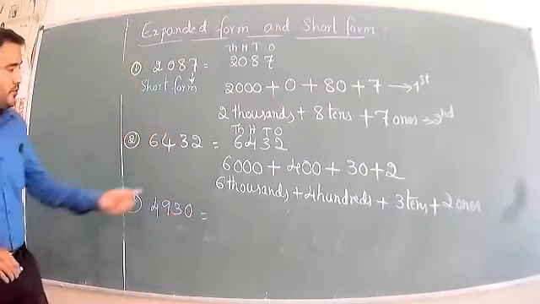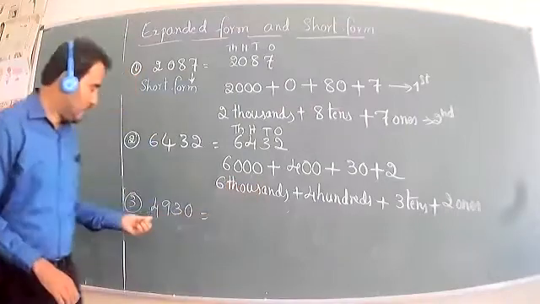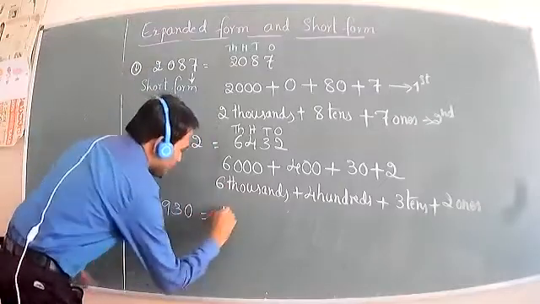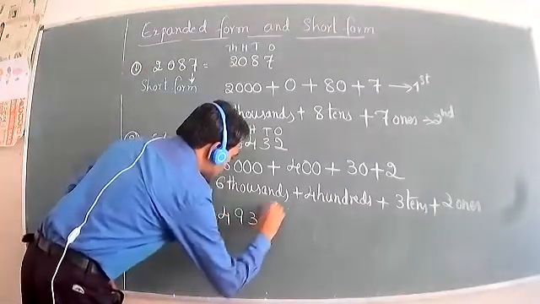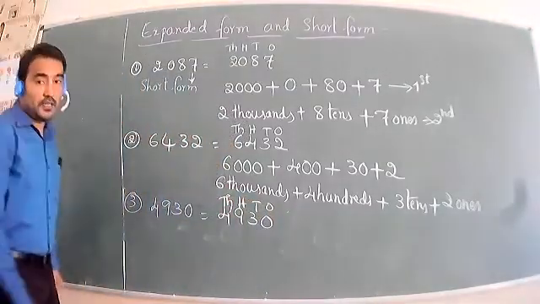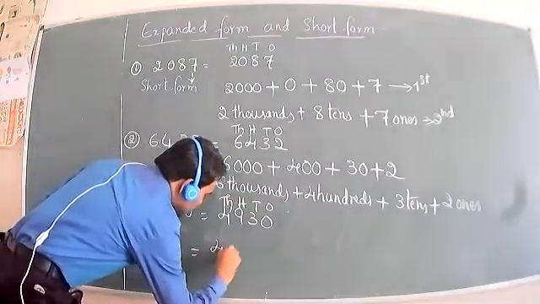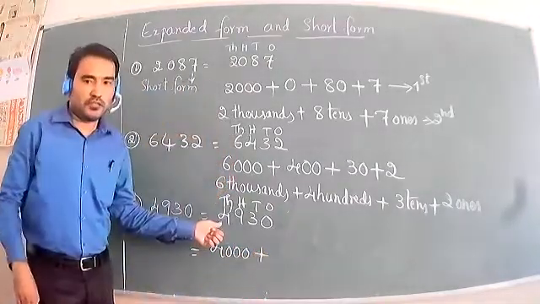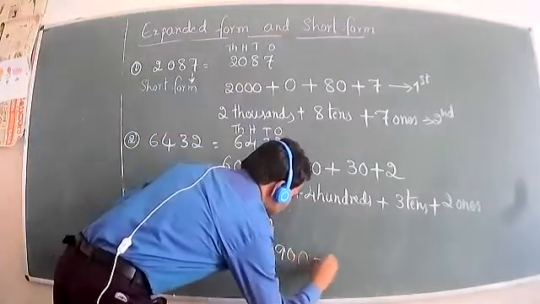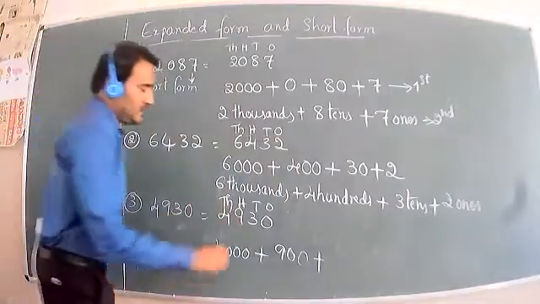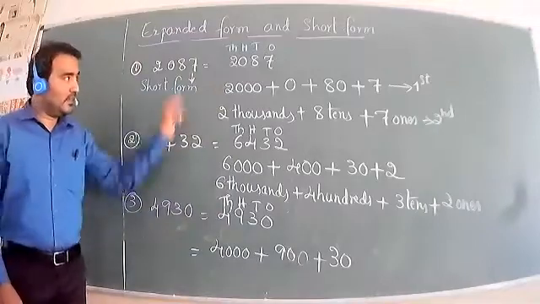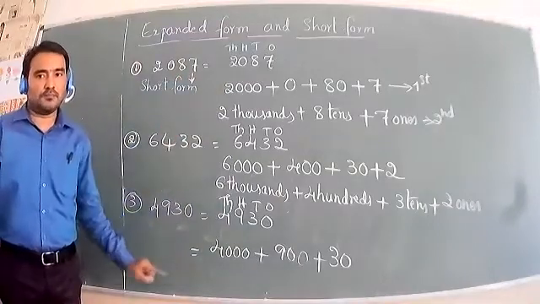We should follow the first method, the easy method. What is the thousands value? 4000. The number is 4930: ones, tens, hundreds, thousands. Write the expanded form. Thousands place is 4, so 4000. Hundreds place is 9, so 900, plus tens place is 3, so 30. Ones place is 0, we can leave it. This is the expanded form. Keep in mind.